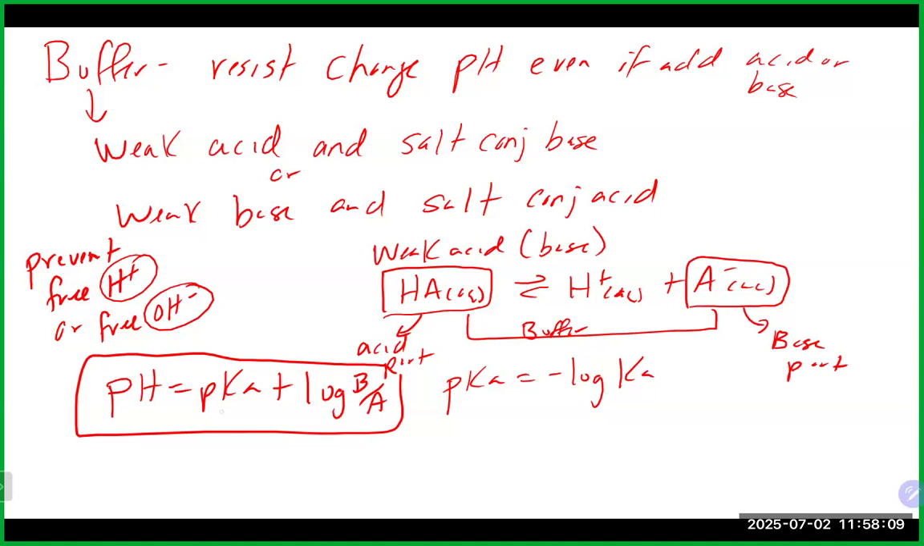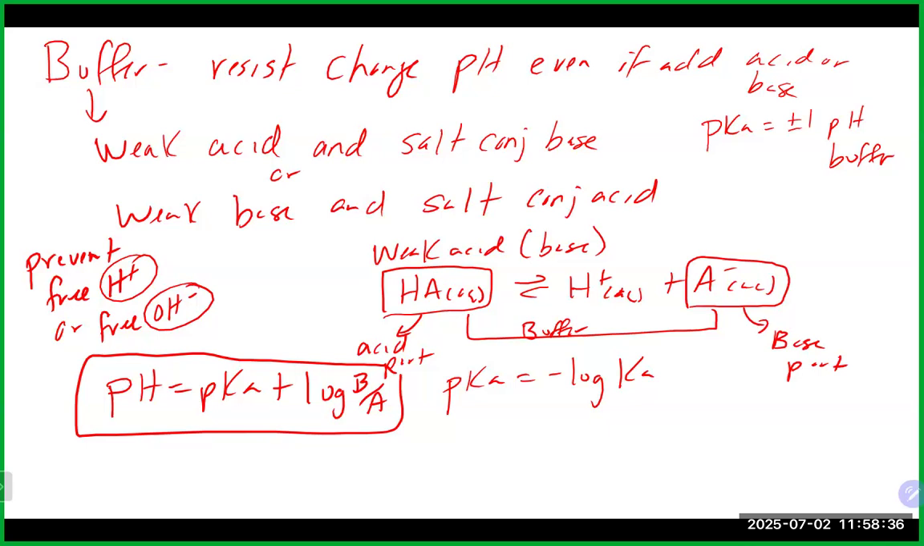Using the Henderson-Hasselbalch equation, that also tells us that typically we want to choose a weak acid or a weak base that is plus or minus 1 of the pH of our buffer that we're looking for. And that's, again, how you can choose what you should make your buffer out of by looking at the pKa values.